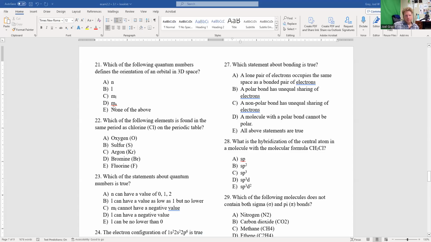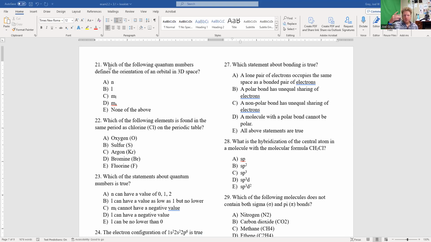All right, I'm doing my last edits on this exam, and right now I'm focusing on 3.1. We'll get started with question number 1. Which of the following quantum numbers defines the orientation of an orbital in 3D space?